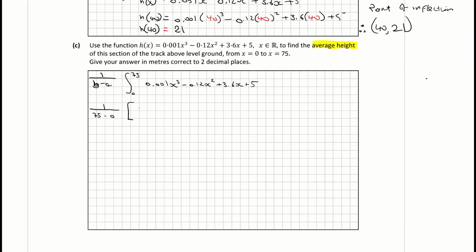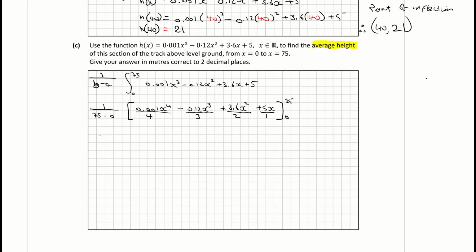Now when I integrate it, I increase my power and divide by my new power, so 0.001 x to the power of 4 all over 4 minus 0.12 x to the power of 3, so I increase my power, divide by my new power, 3.6 x to the power of 2, divide by my new power, plus 5x, divide by my new power. Now you don't need to put in your constant here, because in a second we are going to be subtracting when I sub in 0 from the 75. So you're just going to have c minus c, which will cancel. So I don't bother putting in the c, but you can if you want.